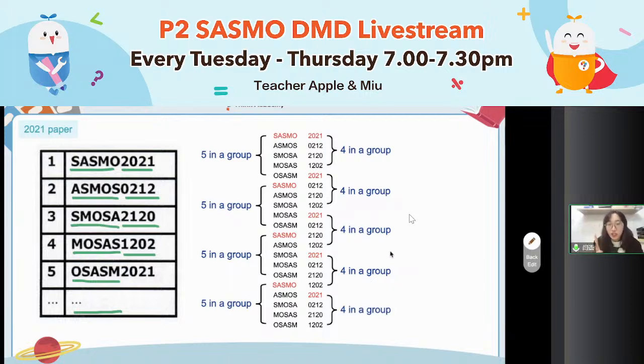Actually, the question looks like a pattern, but it is actually asking you, what is the smallest common multiple of 4 and 5, right? So after that, you will see that as long as you write it down after 20 rows, and then what is the next row? In the next row, you can see SASMO 2021.